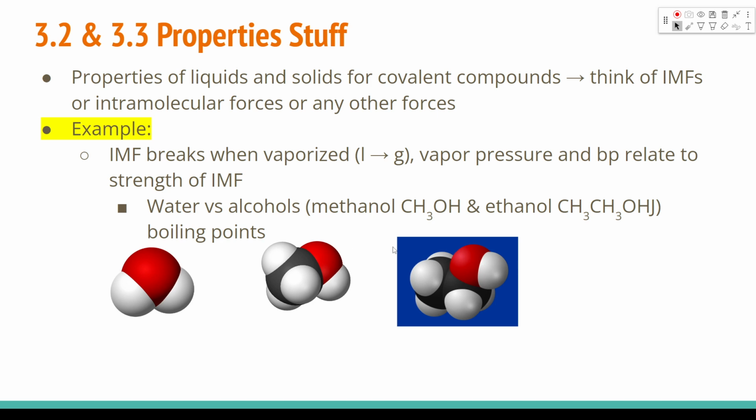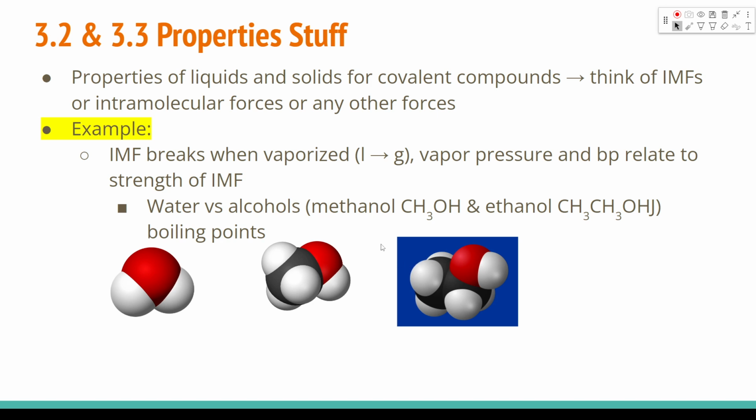And so if I were looking at all these boiling points, it makes sense that water would be the most because it's very easy to hydrogen bond. Then ethanol would be next because it has a more polarizable electron cloud. And then methanol would be last. So the boiling points of these, in case you're wondering, water is 100 degrees Celsius, methanol 64.7, and then ethanol 78.4. These are all approximate.